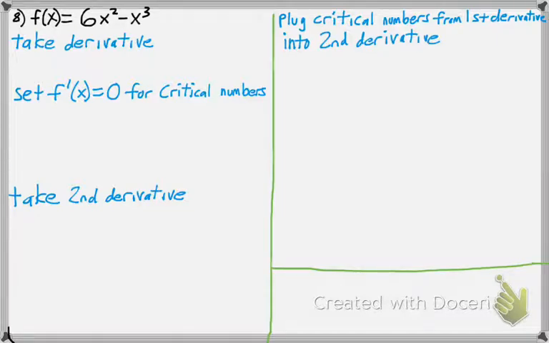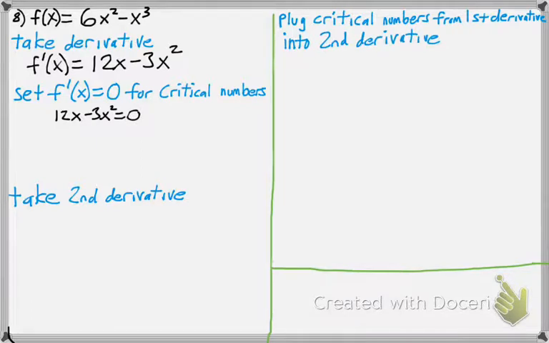And then, as always, to get the y values of these actual points, you would need to plug the numbers into the original function. So let's start out with our first step, which is to take the derivative. So that's going to be 12x minus 3x squared. So then we want to find the critical numbers. So I'm going to set my derivative equal to 0.